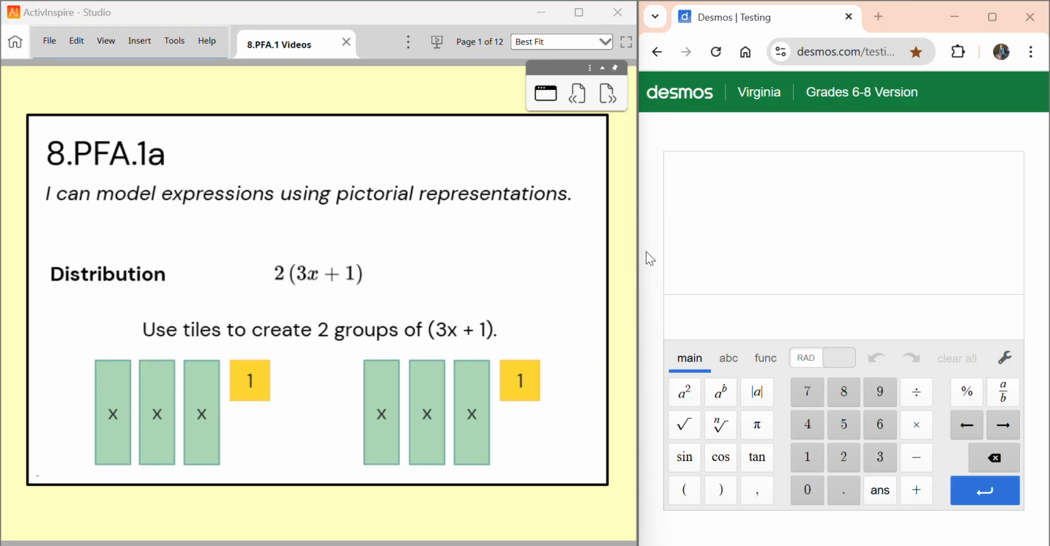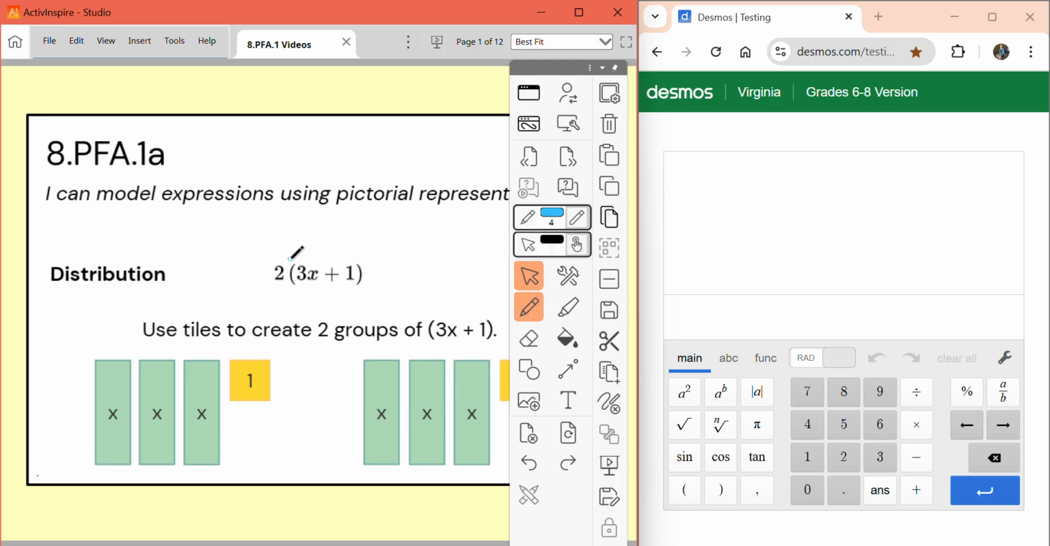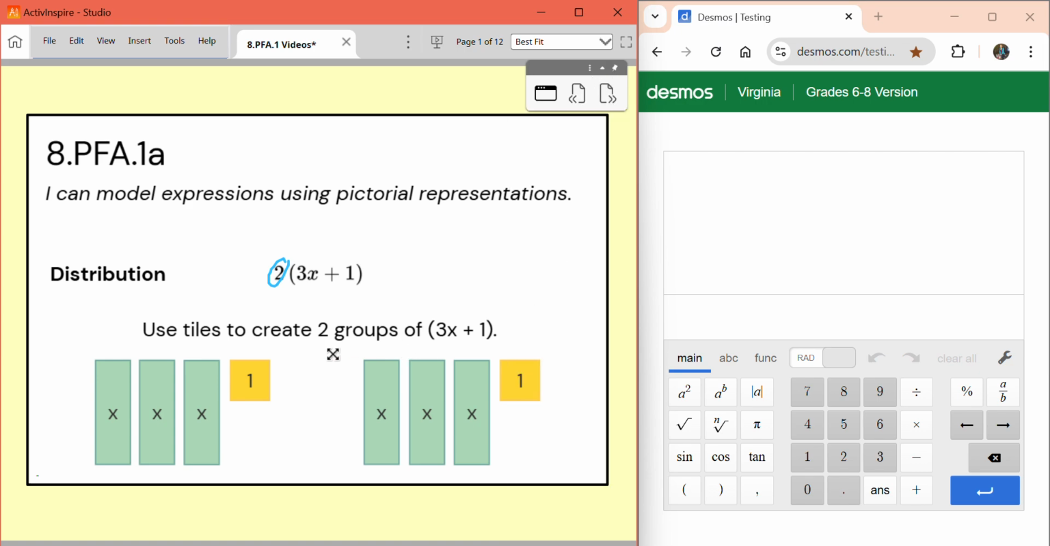And one way that we can show distribution using tiles is to take the number that is outside of the parentheses, which in this case is the 2. Take the number that is outside the parentheses, and that tells you how many groups to make. So in this case, we are making 2 groups. Here's one group, and here's one group of 3x plus 1. So each group has 3 positive x's and 1 positive 1. So that would be one way to show this expression.